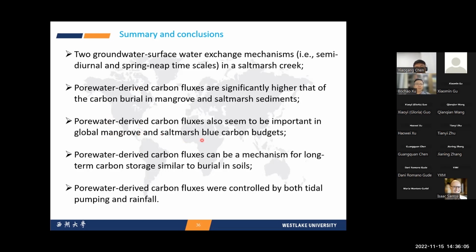Actually, we also did some work on global salt marsh blue carbon, but because of the time, I didn't show it here. But from our results, we can also find that for salt marshes the porewater-derived carbon fluxes were significant at both the local and the global scale.